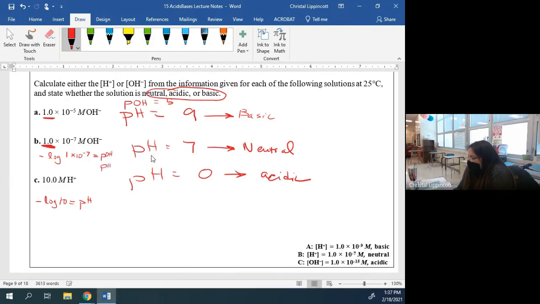I'm just confused how you got 0 for C. I got negative 1. Oh, was it negative 1? So negative log of 10. Yeah, it did come out to be negative 1, but we don't do negatives for pH. 0 is the lowest we go.